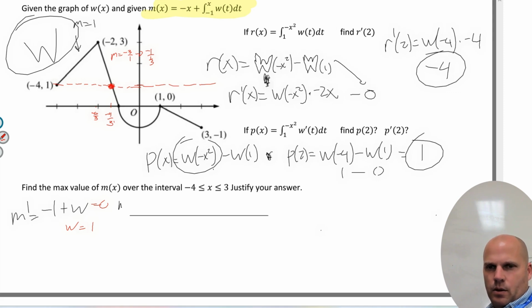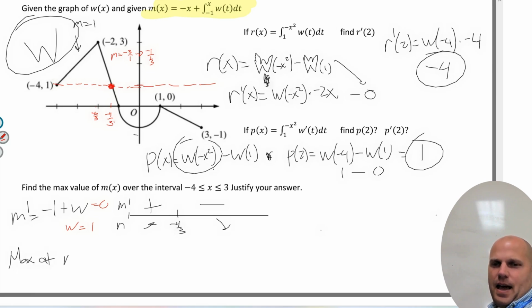You guys are slipping. The derivative is positive because these values are above 1. If these values are above 1, then -1 plus those values are going to be positive until -4/3, and then they're negative because the values are negative after that. It's the best question yet because the answer is right there. Max at M of -4/3 because M prime is positive from -4 to -4/3. And M prime is negative from -4/3 to 3.